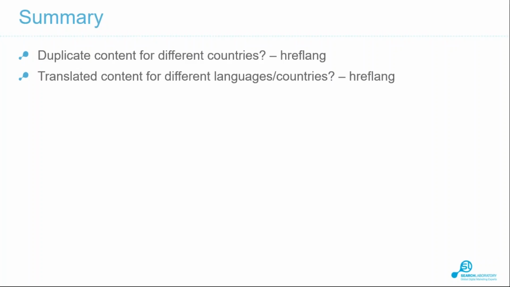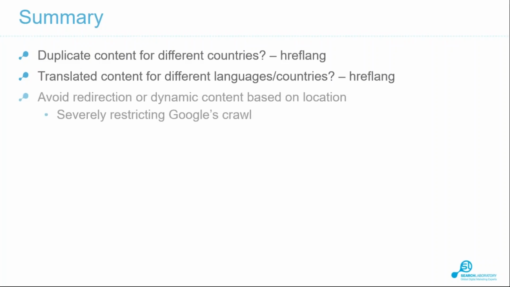So to summarize the points that I've gone through today, hreflang really needs to be used for duplicate content for different countries and for translated content across different languages and countries. Essentially any kind of international structure or any kind of international strategy with different content, hreflang needs to be used to give as much indication to Google as possible about how that content should be served. Really try to avoid redirection and certainly dynamic serving of content based on location. You are severely restricting Google's crawl and ultimately your organic search visibility by taking this approach.